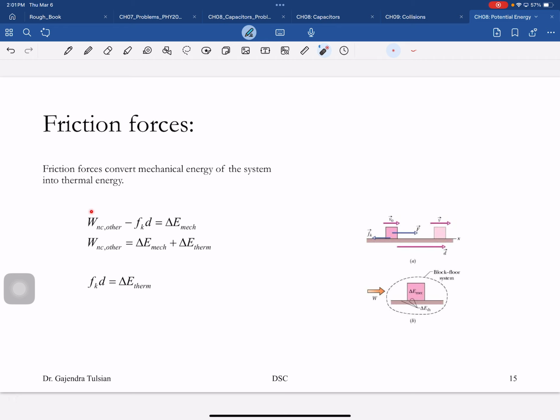The work done by friction force is easy to account for. It's the negative of the friction force times the displacement. So we've separated the work done by friction force, and this is other non-conservative forces, such as you pushing on a cart and stuff like that. We'll bring this to that side.